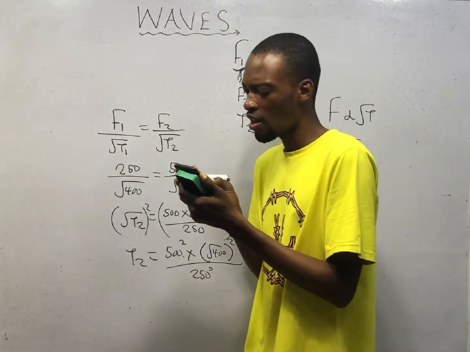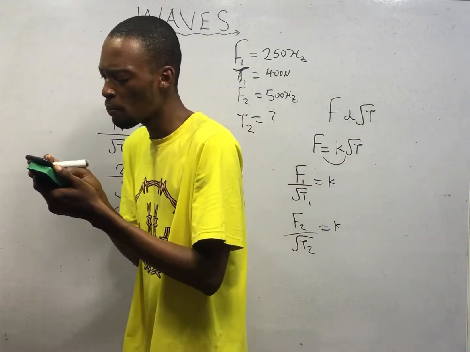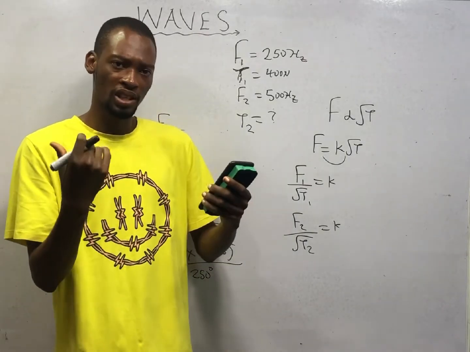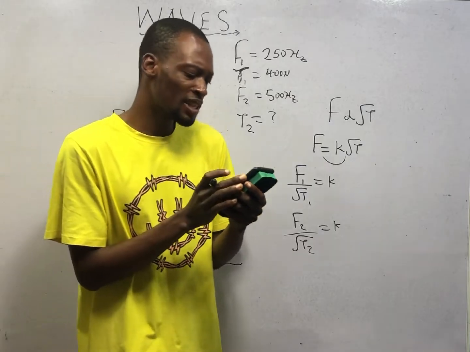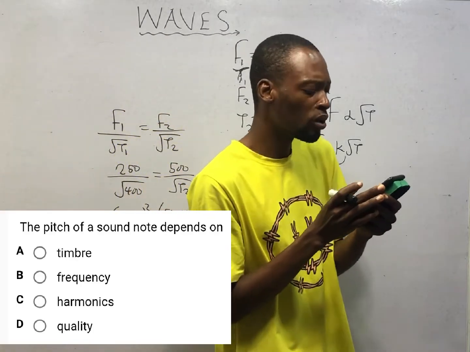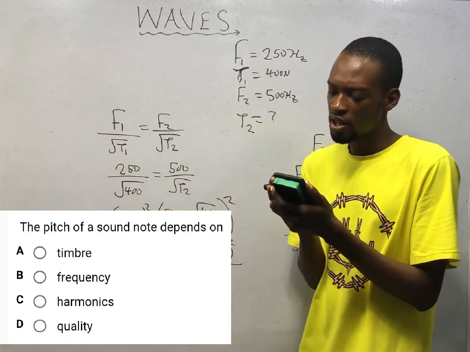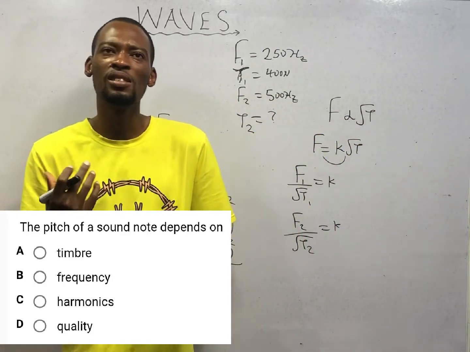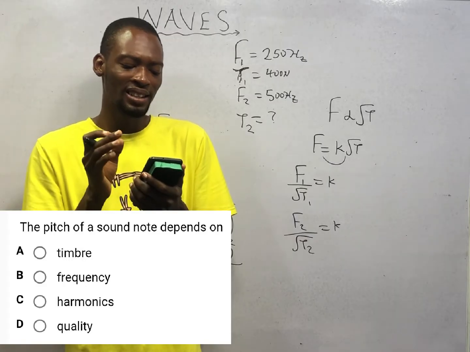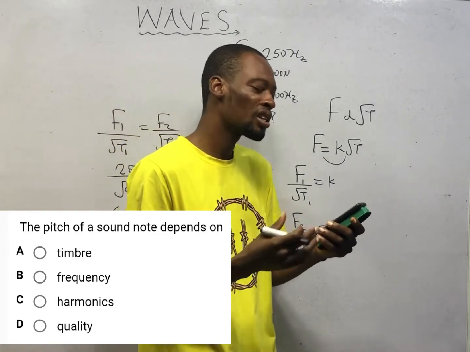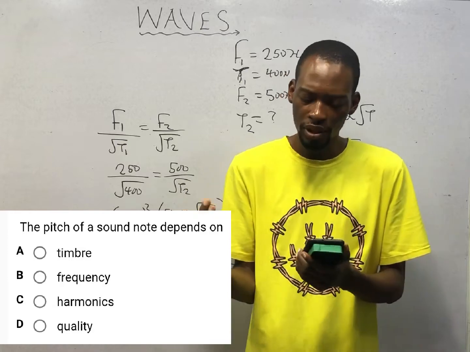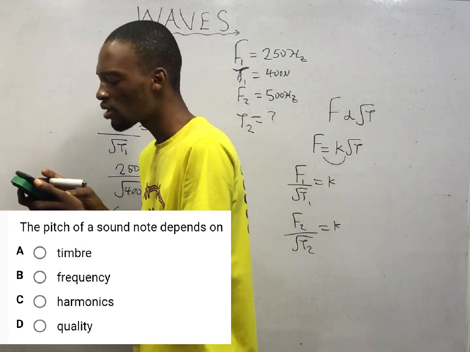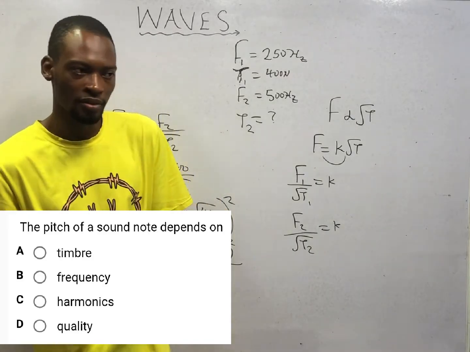And this one says the pitch of a sound note depends on what. Pitch is simply the position of sound in a musical scale. It simply explains how high or how low a sound is. So the pitch of the sound is dependent on the frequency of the wave, while loudness is directly proportional to the square of the amplitude. Looking at this question, the pitch of sound notes will depend on frequency.